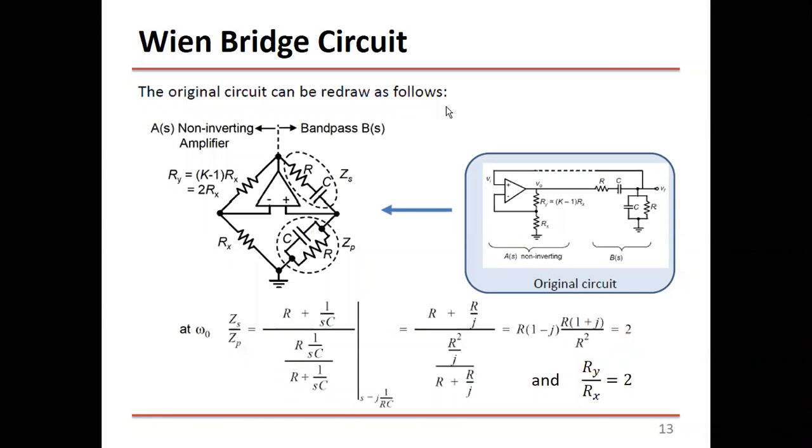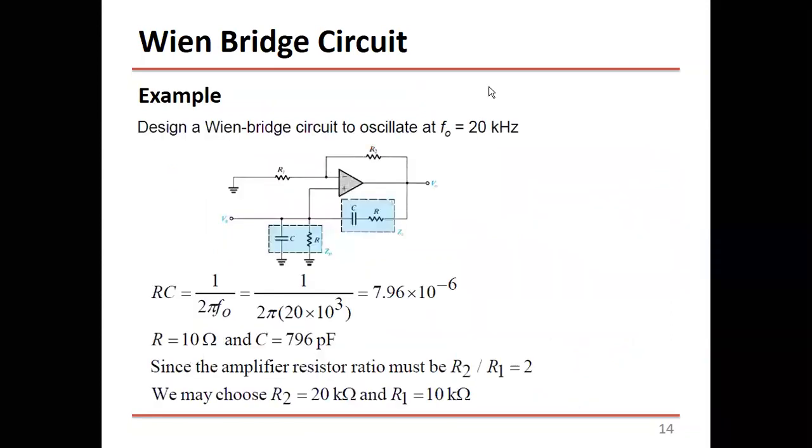Let's take this example to understand how to design a circuit like this. The example says design a Wien bridge circuit to oscillate at 20 kilohertz. And we're given the circuit here. So we need to define many things here. In the design, we need to define R1, R2, C, which is the same here, and R. So we need to define R1, R2, C, and R. How to define them?